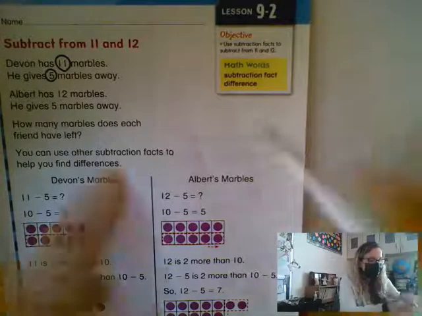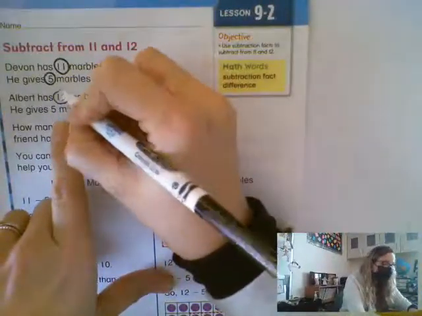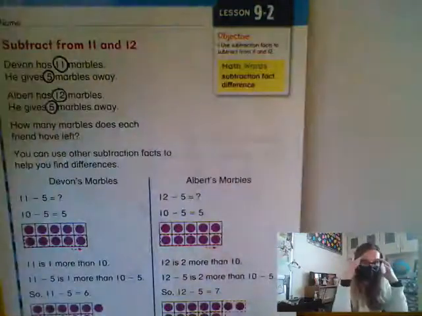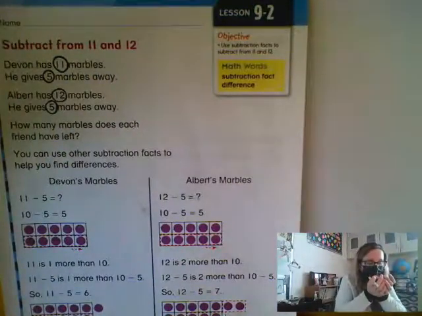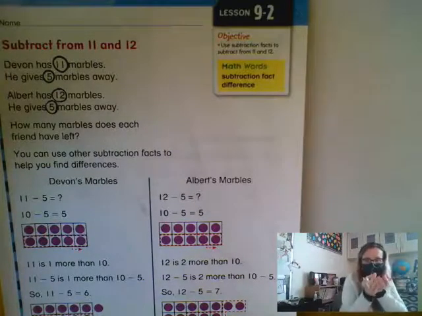The next sentence says Albert has 12 marbles. So let's circle 12. He gives 5 marbles away. So now think about what that's telling us. He has 12 marbles in his hands, and he takes 5 of them and gives them away. So how many are left in his hands?